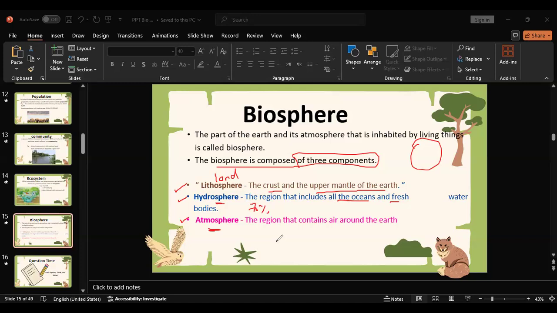So until now we have studied the organizational levels: first of all individual, population, community, ecosystem, and the biosphere.